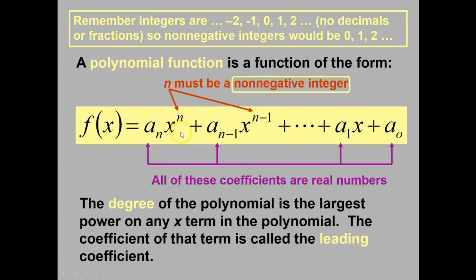The degree of the polynomial is the largest power on any x term in the polynomial. When written in standard form, we would arrange the exponents from greatest to smallest, so it would be the exponent on the first term here. The leading coefficient then is the coefficient of the x term that has the highest degree.